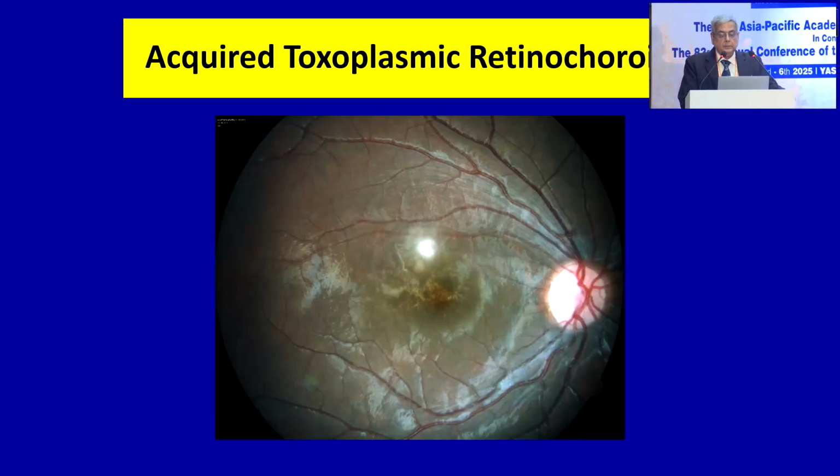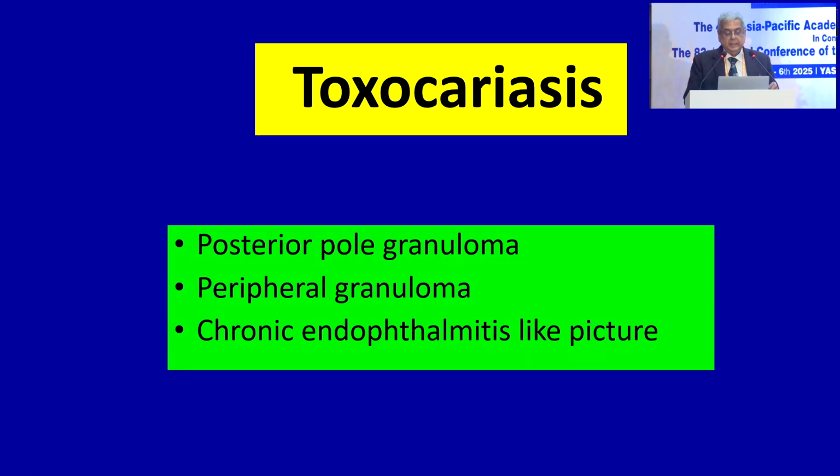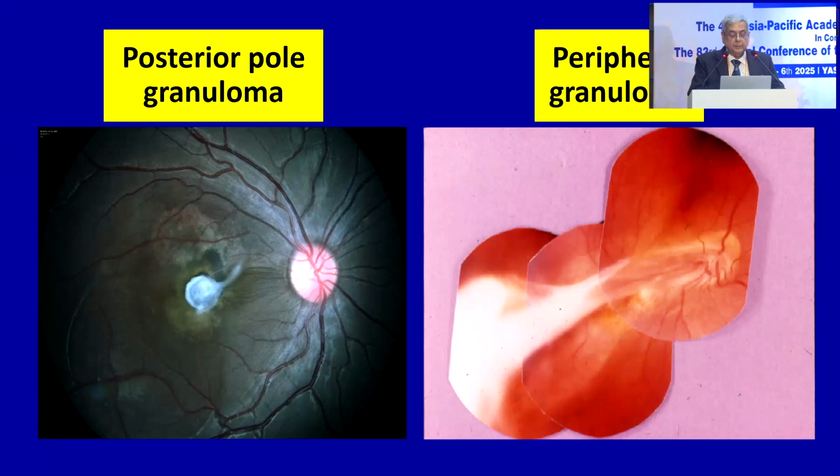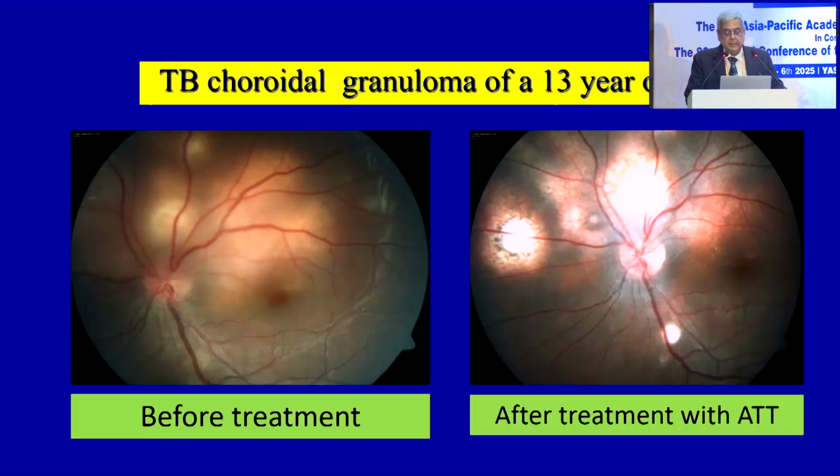But in case of acquired toxoplasmic retinochoroiditis, intensive treatment with antibacterial like tablet Bactrim DS and oral prednisolone tablet can reduce the visual morbidity. Toxocariasis should not be overlooked, and this is a posterior pole granuloma, peripheral granuloma, and a chronic non-endophthalmitis-like picture they can present. This is a posterior pole granuloma due to toxocariasis. They have got some kind of inflammatory tissue attached to it, and these are membranes attached to it, and this is a peripheral toxocara granuloma as seen in this picture.